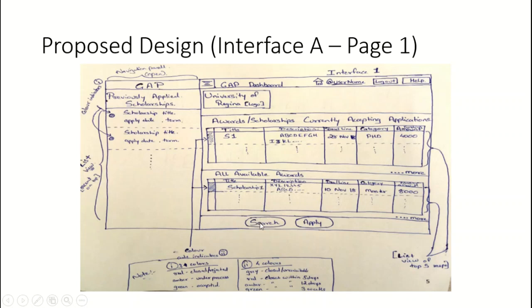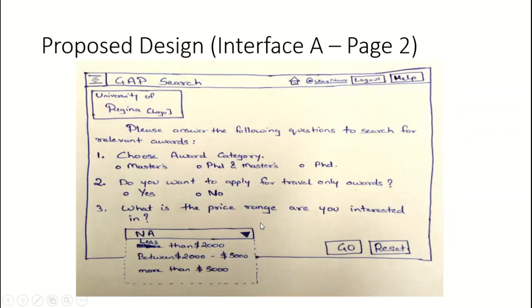When user clicks on the search option, user will be led to the second page where the guided interface would play the role. So here the system would ask certain relevant questions for user to filter the awards. So user can choose the award category. It can be masters, PhD and masters, or PhD. Also there are travel awards, so if anyone is interested in the travel only awards, they can also filter that out through this question. And also what is the award range, that is the scholarship range.